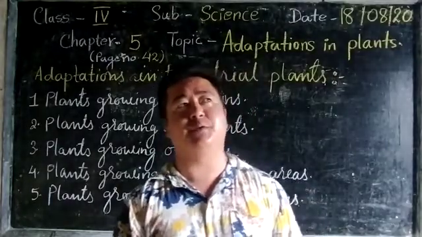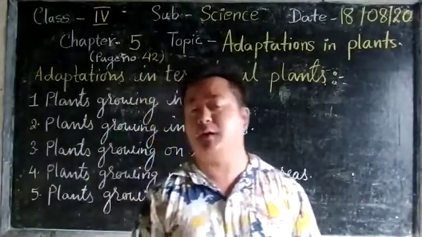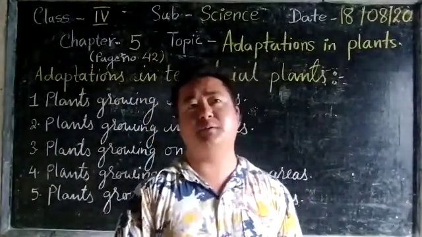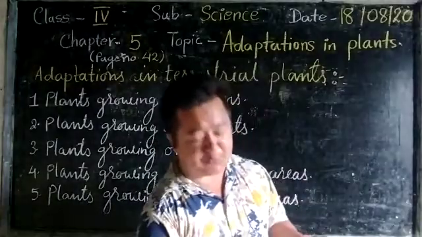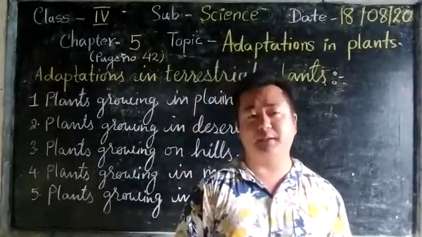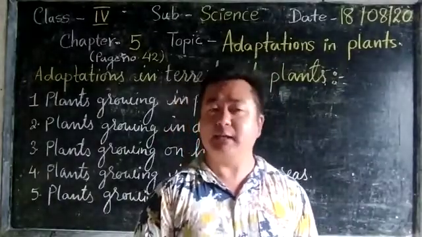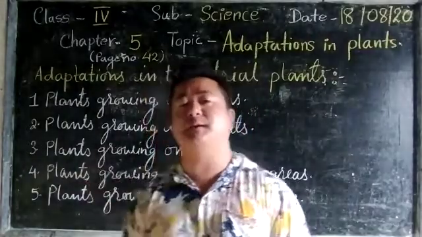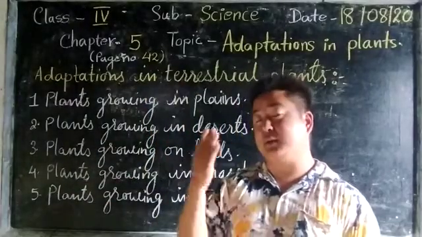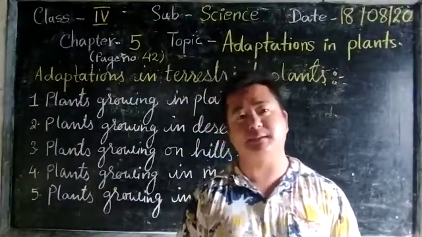The examples of trees that are found in the hills or in the mountains are deodar, fir, as well as pine trees. These are the many trees that are found in the higher regions, the hills or a mountain. And this was the adaptation shown by the plants that are found in the hills.